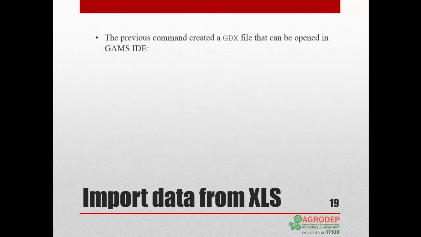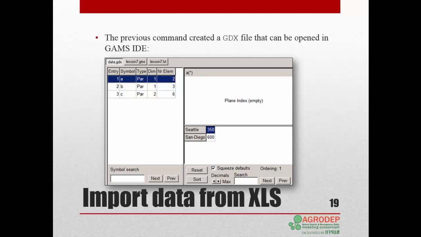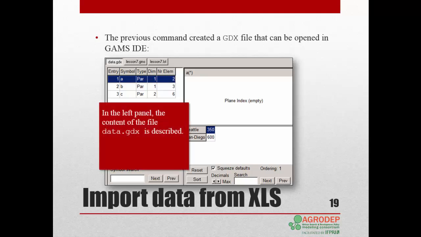Once you have created the GDX file, you can open it in GAMS IDE. This is what you should see. In the left panel, the content of the file describes the name and type of the symbols, their dimensions, and the number of elements in each. By selecting and clicking on one of the symbols, the value for each element is displayed on the right panel.